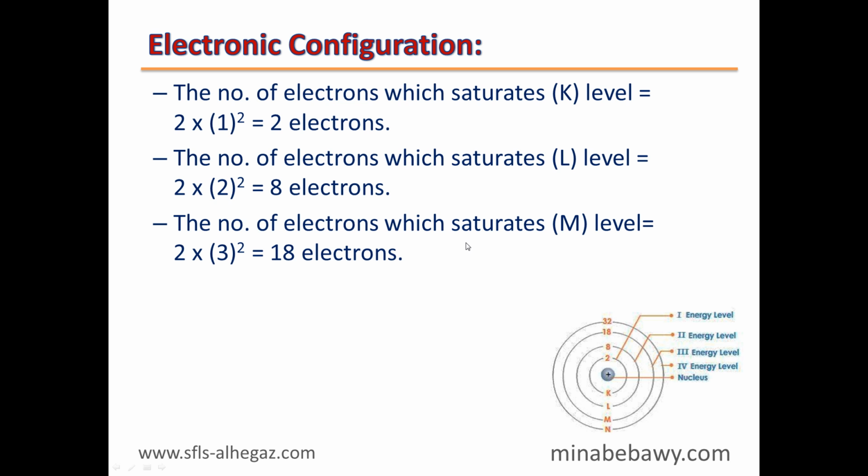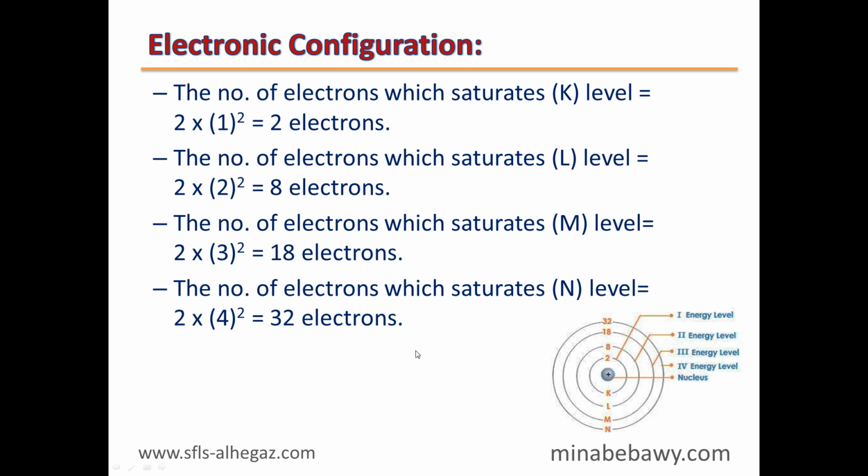The number of electrons which saturates M equals 2n power 2 equals 2 times 3 power 2, because M is the third energy level, equals 18 electrons. So M is saturated with 18 electrons. The number of electrons which saturates N, which is the fourth energy level, equals 2 times 4 power 2, equals 32 electrons. So N is saturated with 32 electrons.